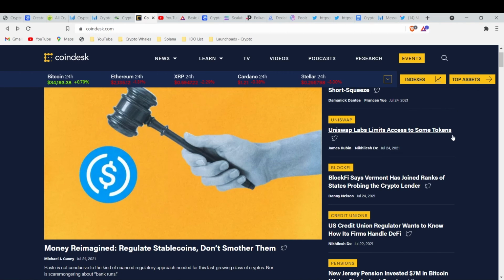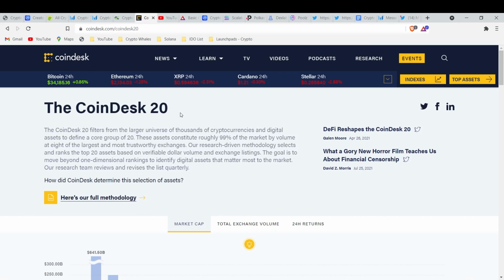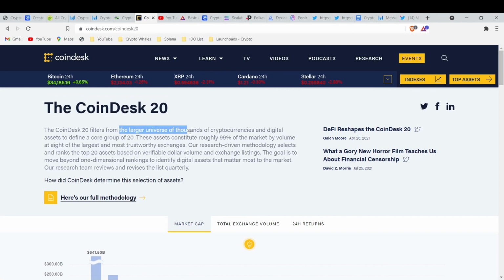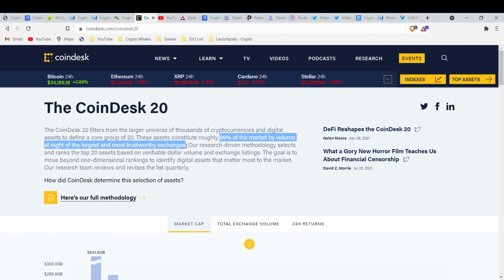Now, for Coindesk, one particular thing that I love is top assets. Top assets, I love this because it gives you a ranking, right? What's called the Coindesk 20. Basically, it filters from a larger universe of thousands of cryptocurrencies and digital assets to define a core group of 20. These assets constitute roughly 99% of the market by volume at 8 of the largest and most trustworthy exchanges, meaning people are buying and selling, right, on these big exchanges.